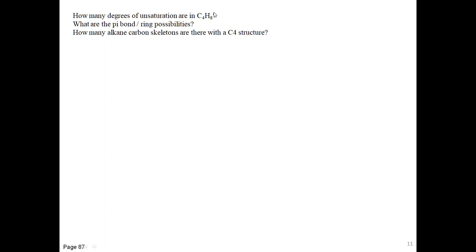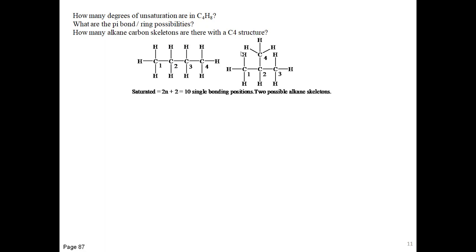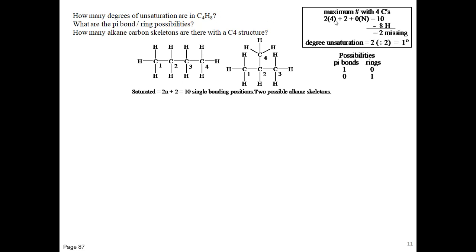So let's take a look at a formula right here, C4H8. So we know we're going to start at 4. These are the two 4-carbon skeletons. So we have a 4-carbon straight chain, or we have a 3-carbon chain with a 1-carbon branch. But these are going to have 10 hydrogens. So we're going to have to see how much unsaturation we have. So 2 times 4 plus 2, no nitrogen, so that's 10. Minus the 8, we're missing 2, divide by 2, we have 1 degree.